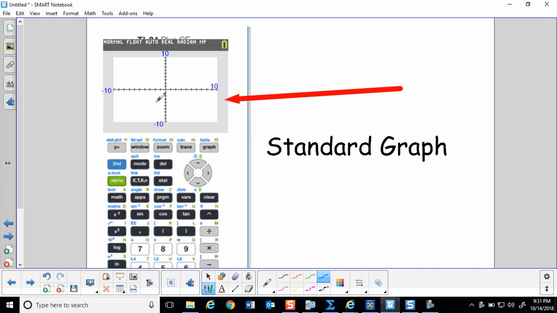In regards to the standard graph, when we have our calculator, the standard graph is -10 to 10 on the x-axis and -10 to 10 on the y-axis. So your calculator is only going to be looking in this viewing area. If your values are outside the viewing area, you'd have to hit the zoom key and then zoom out. So here we have the standard graph, and we get that by going to the graph key.